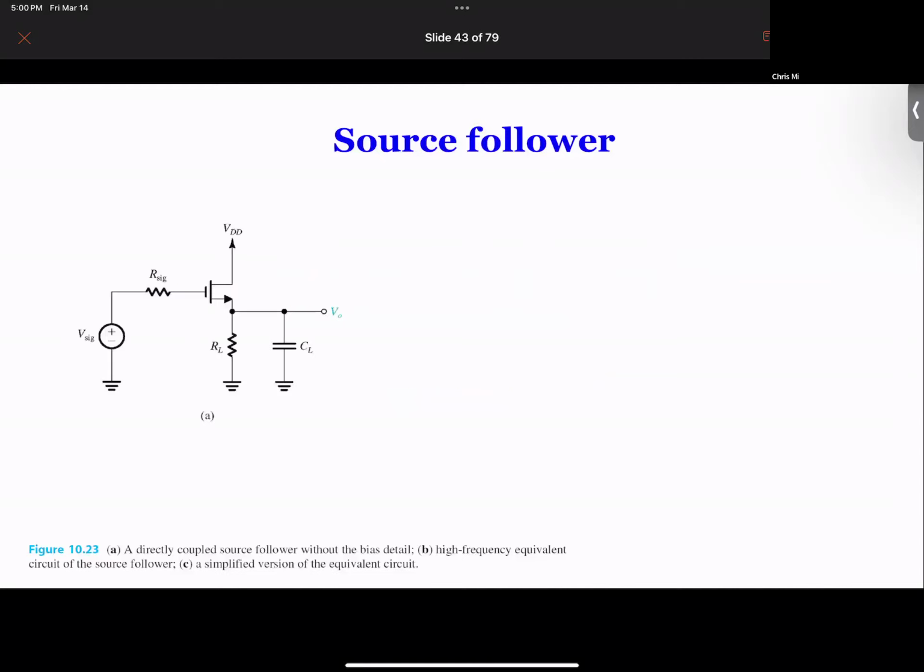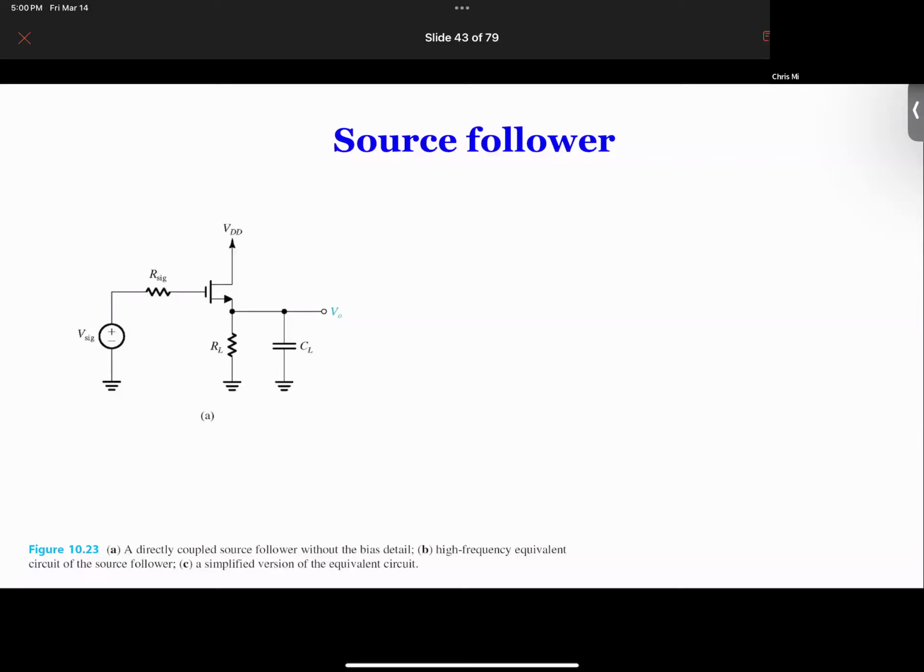So for example, we start with the source follower. As we mentioned many times, there are 2 types of amplifiers. One is the common emitter and common source. That amplifier gives you a certain gain, but the gain is negative. Remember that the gain is negative. And then we have the source follower and emitter follower. They give you almost unit gain, but they give you very high input resistance and very low output resistance, which is good for buffers, which you might have heard about.